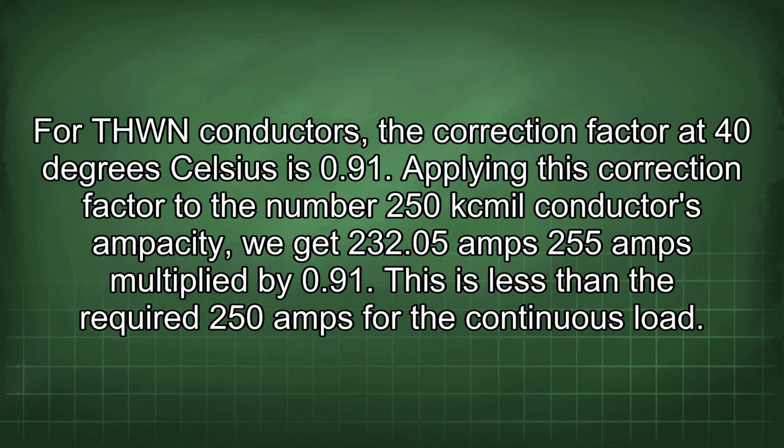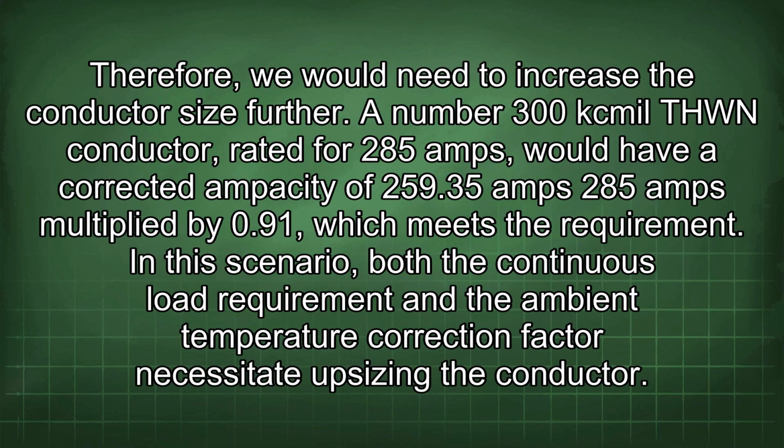Applying this correction factor to the number 250 kcmil conductor's ampacity, we get 232.5 amps: 255 amps multiplied by 0.91. This is less than the required 250 amps for the continuous load. Therefore, we would need to increase the conductor size further. A number 300 kcmil THWN conductor, rated for 285 amps, would have a corrected ampacity of 259.35 amps: 285 amps multiplied by 0.91, which meets the requirement. In this scenario, both the continuous load requirement and the ambient temperature correction factor necessitate upsizing the conductor.